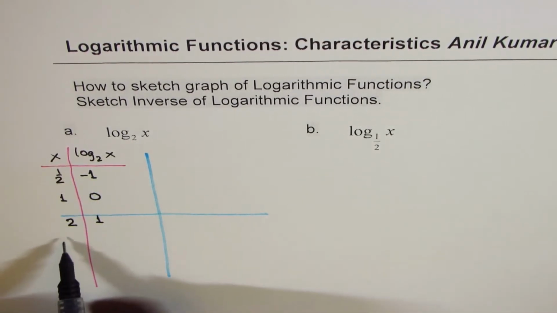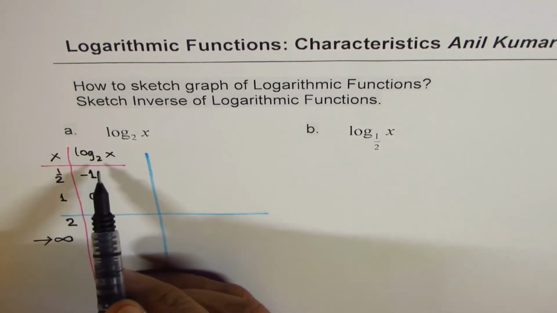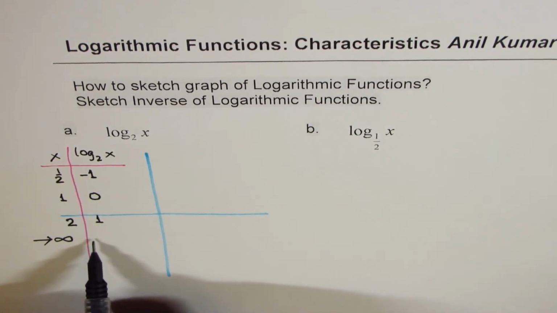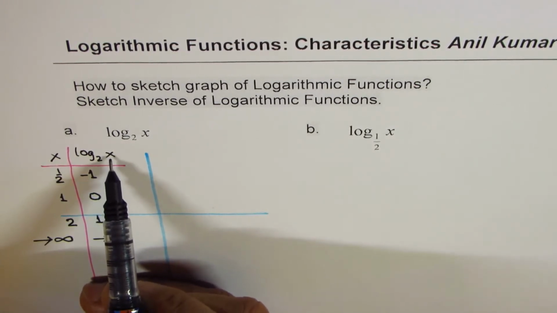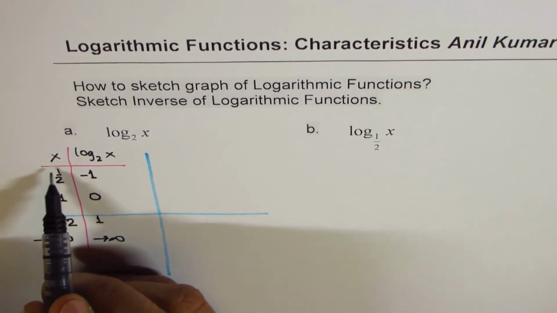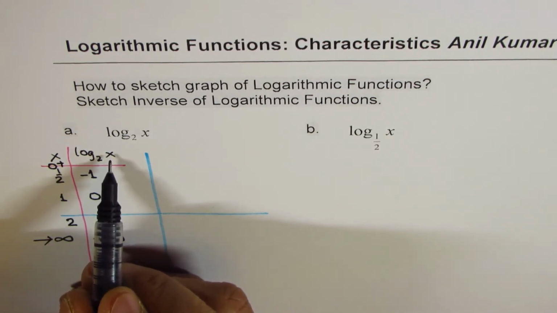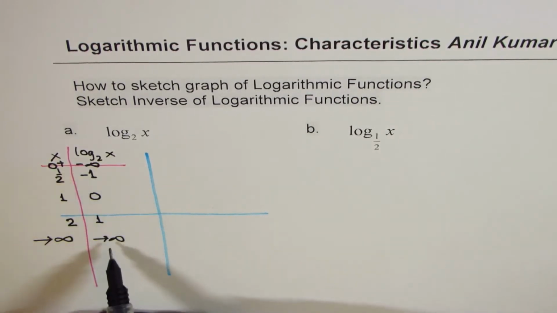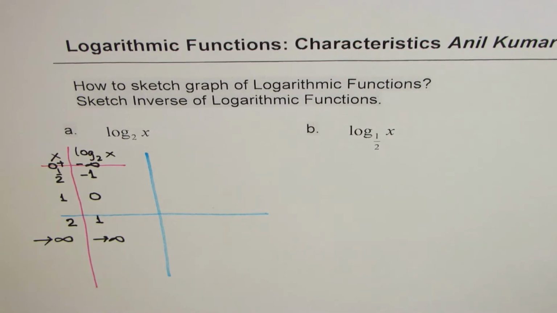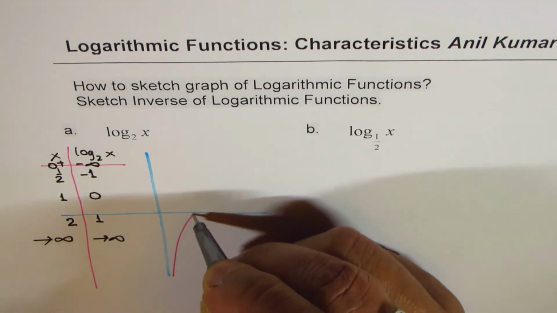Now if x is very large, that is to say, if x is approaching infinity, then log to the base of anything approaching infinity will also approach infinity. However, we have seen if the value of x is approaching 0, approaching 0 means slightly more than 0. It cannot be 0, right? Since that is not valid, then the graph approaches negative infinity. So these are good values to consider when we sketch logarithmic functions. And it is going to look like kind of like this. Let me sketch this first and then I'll explain.